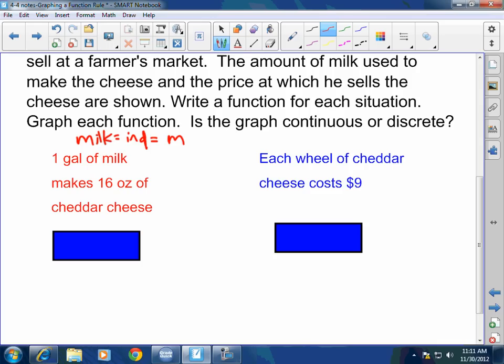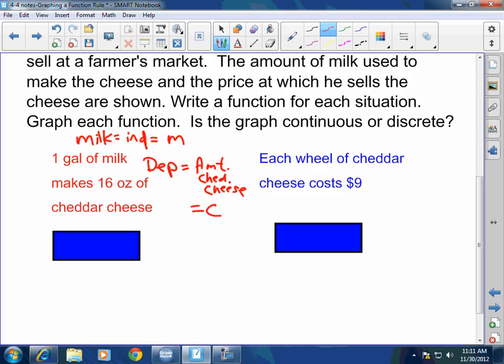Very good. Because if I have 1 gallon of milk, I make 16 ounces of cheese, correct? But what if I add 10 gallons of milk? Then I make 160 ounces. Do you see how the number of gallons of milk used is the independent? Because I could use 1 gallon or 57 million gallons. Are you with me, guys? Yes, sir. So what is the dependent variable? The amount of cheddar cheese. And we'll go ahead and call that C.